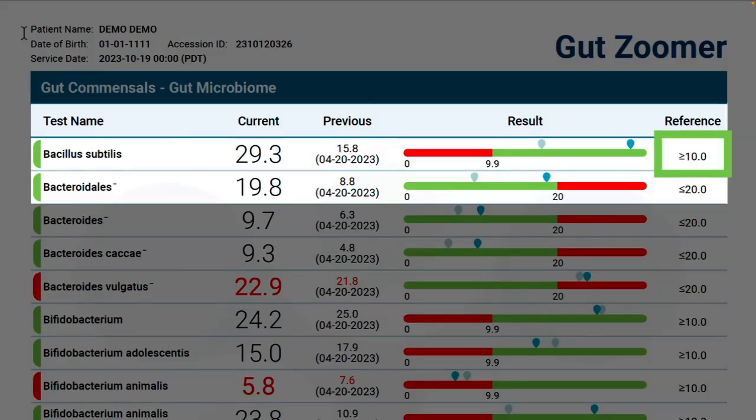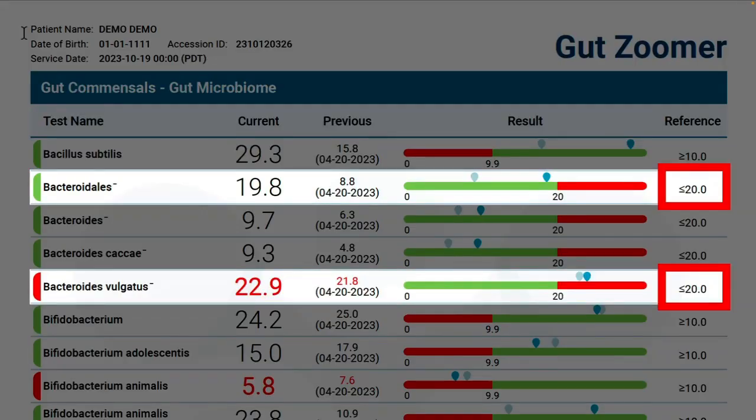For commensal bacteria like Bacillus subtilis, the reference range is greater than or equal to 10, indicating you want higher levels of this bacteria. In contrast, opportunistic bacteria have a reference range of less than or equal to 20, indicating you want lower levels of bacteria classes like Bacteroidales and bacterial species like Bacteroides vulgatus.